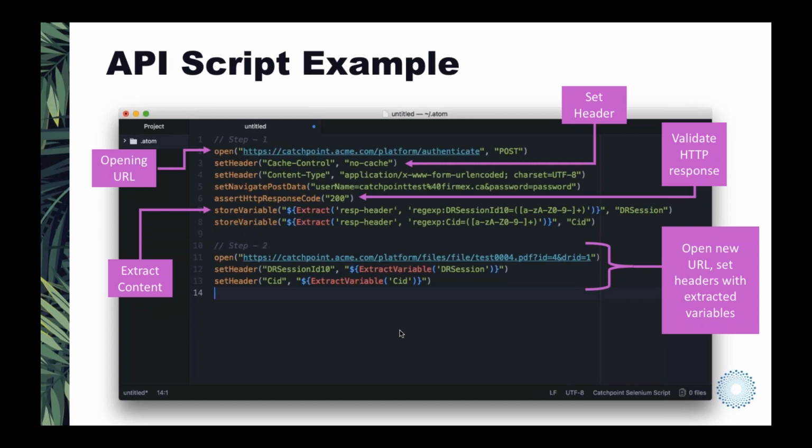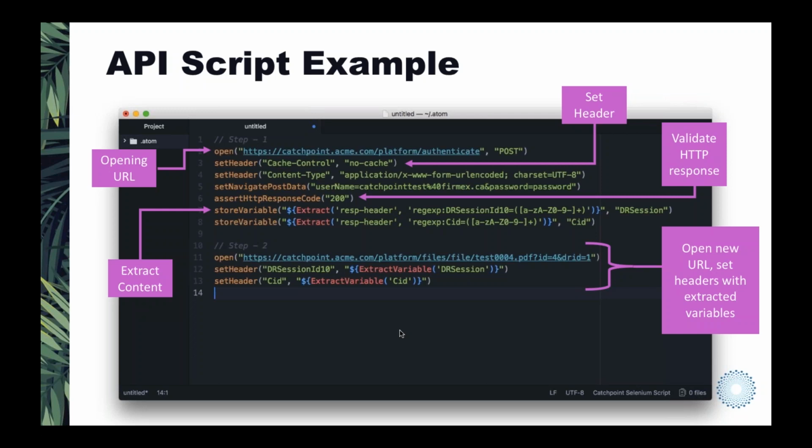We can then validate the response that we get back. So in this case, we want to check that the response that comes back is a 200 response and nothing else from the back end. From the response, we then want to extract some information. In this example, we want to extract two bits of information, the DR session ID and the CID. Using a bit of regex here, we can extract those values, and we're going to store them in a variable called DR session and CID.